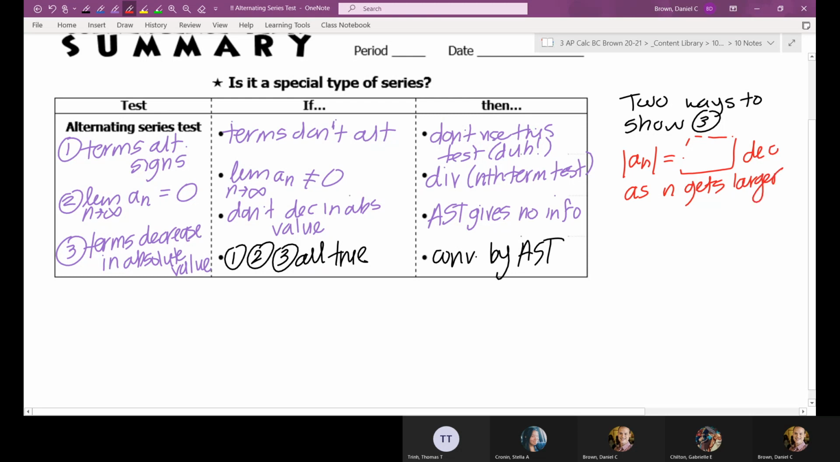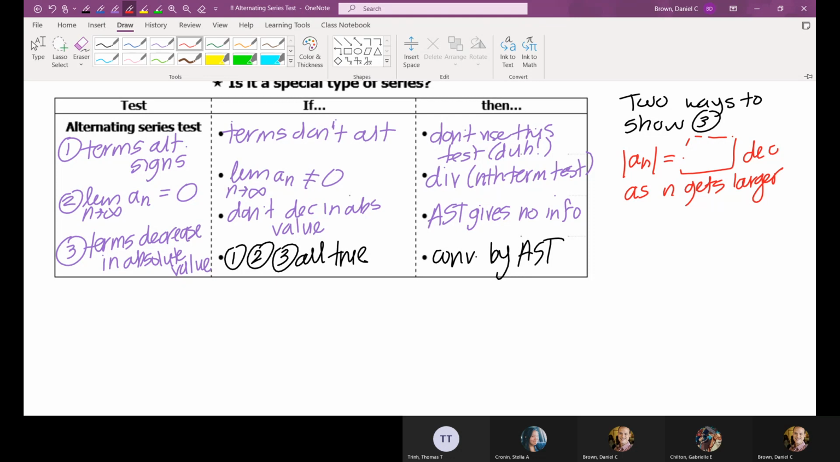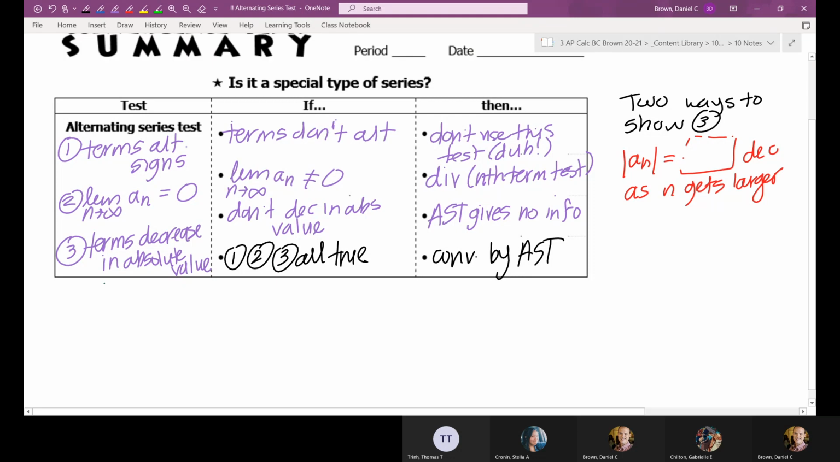That's one option. Again, there's no way to prove it. You just have to state it, though you want to look at it and make sure that's true. The other way, which I think is a little bit stronger, is to actually clearly show that it is decreasing in absolute value. What I mean by that is you want to find the absolute value of a sub n, and then you also want to find the absolute value of a sub n plus 1.